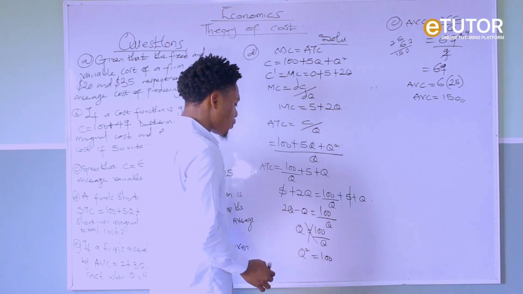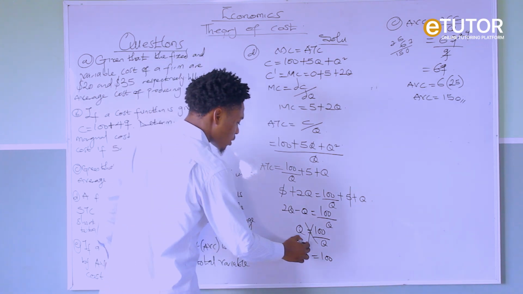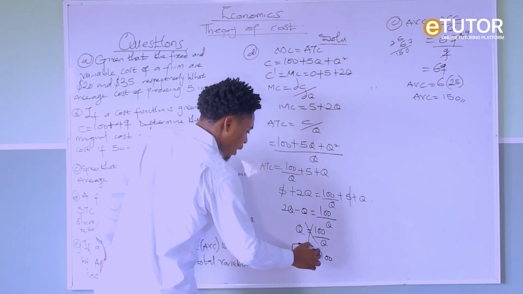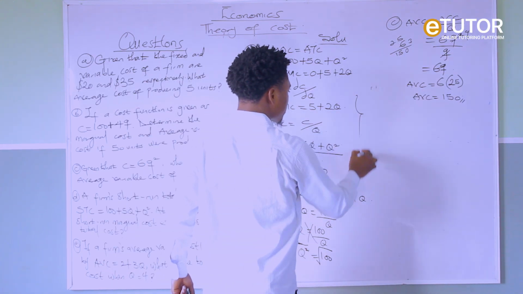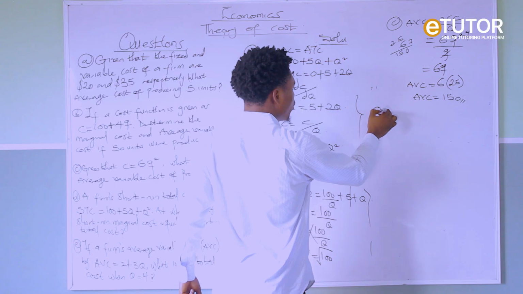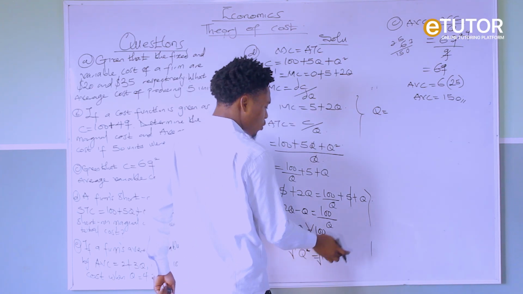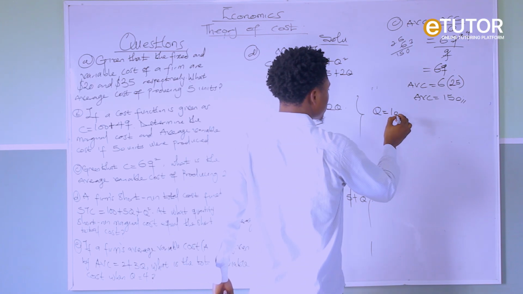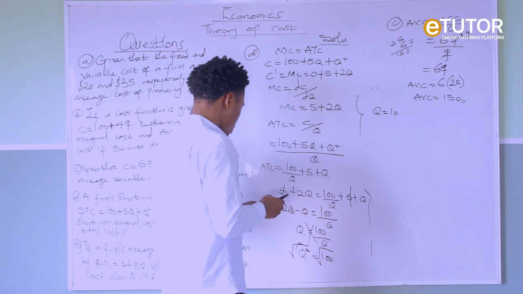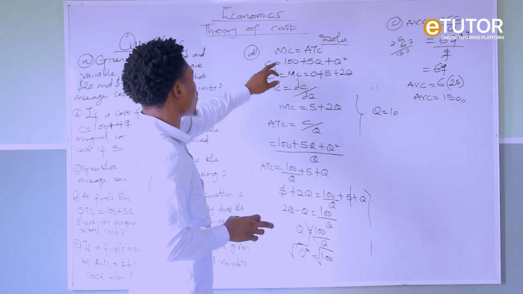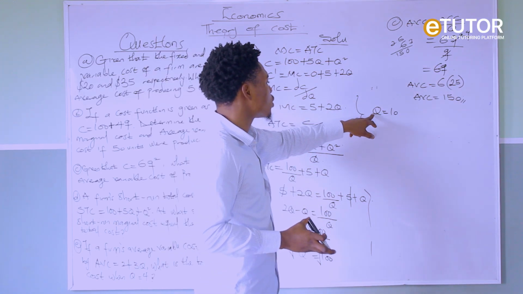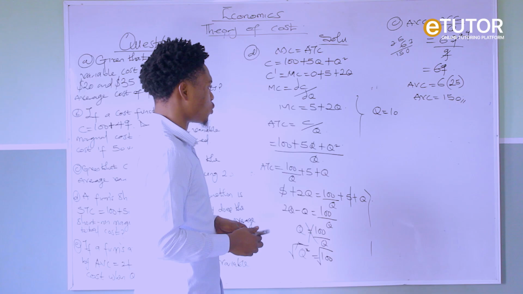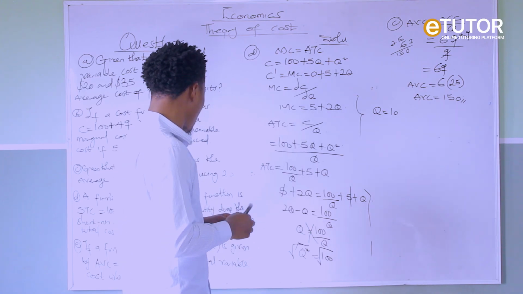So this will give us q squared equals 100. Now note, we are looking for q, not q squared. So we have to find the square root of both sides. So this cancels this. So that means our q will be equal to the square root of 100, which is 10. Now what does it mean? The short run marginal cost equals the short run average total cost at 10 units of output.